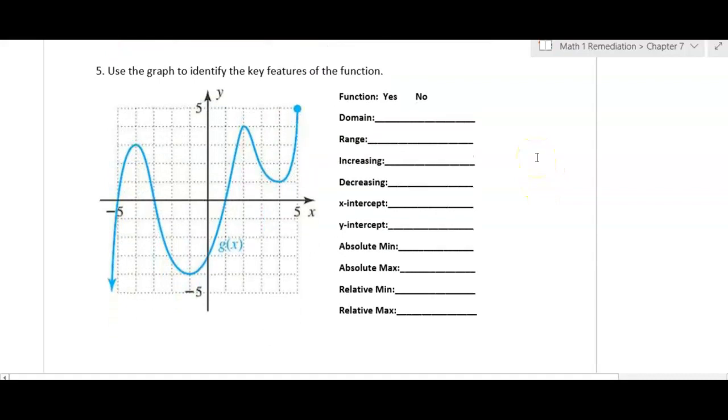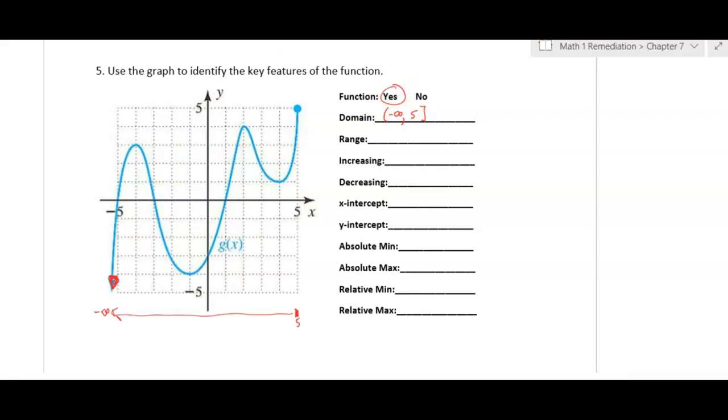Now, the domain of this function. Where does it start on the left? Well, this arrow points down forever and ever, which tells me it's starting at negative infinity. As we follow it, it goes all the way to an x value of 5. So the domain is negative infinity to 5, and since it's a closed dot, we use a square bracket. It passes the vertical line test, so it is a function.